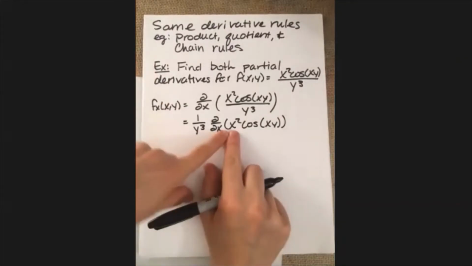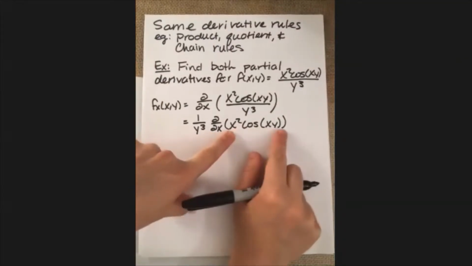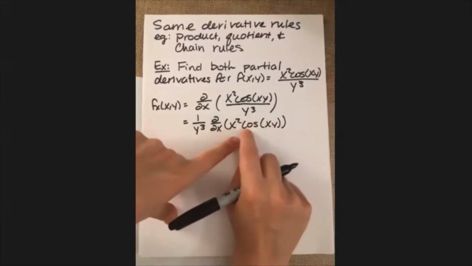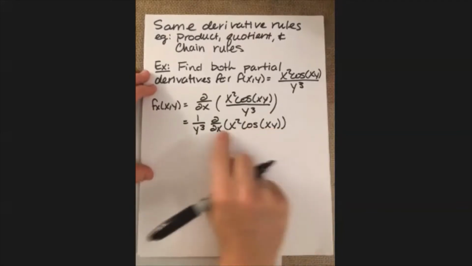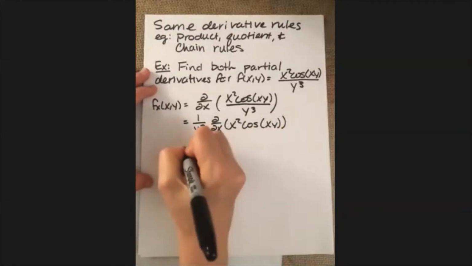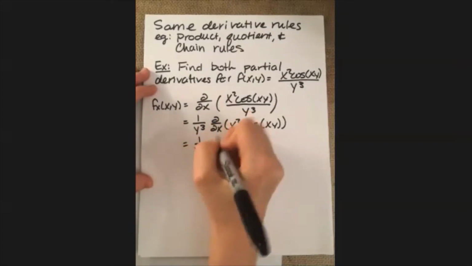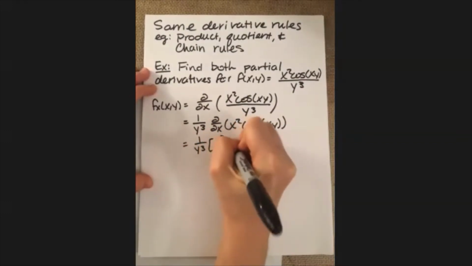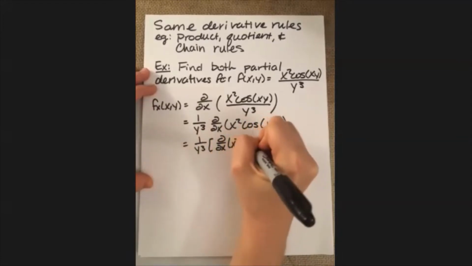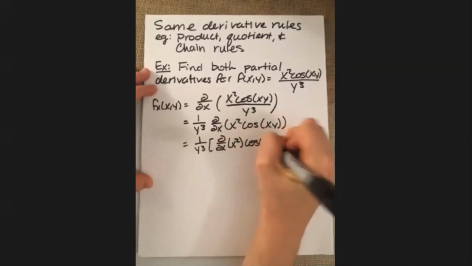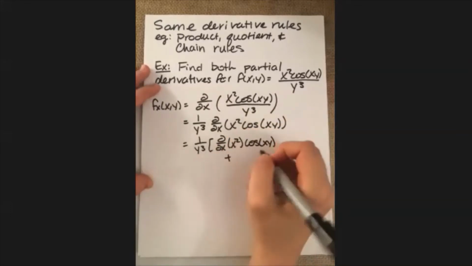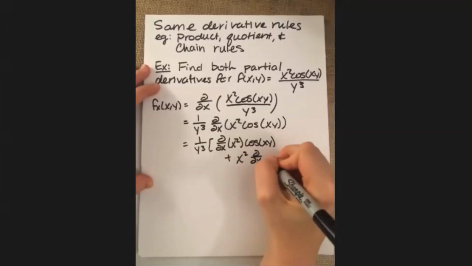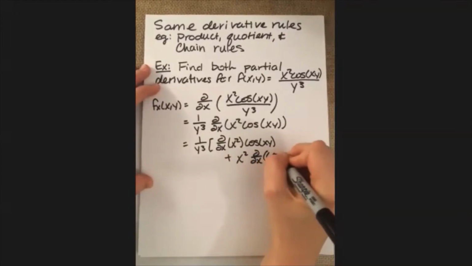Now, in this situation, the variable that I'm taking the derivative with respect to, x, has two pieces to it, right? There's the x squared, and then it's being multiplied by cosine of xy. So here, we're just going to have to apply our standard product rule, which would look something like this: partial with respect to x of x squared times cosine of xy being left alone, and then plus x squared times the partial with respect to x of cosine of xy.